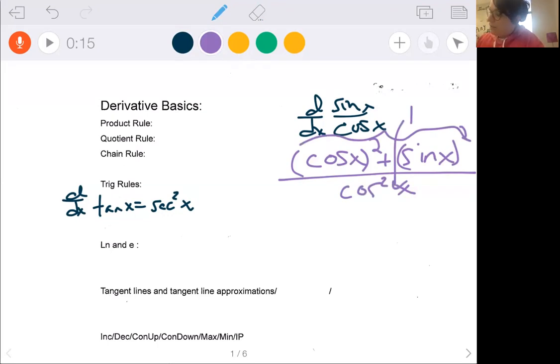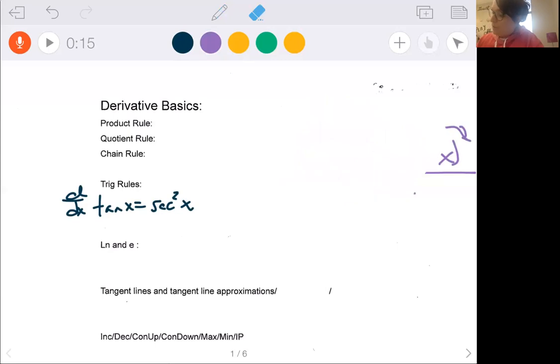So not everything is memorized. I mean, I would memorize that, but know where it comes from in case your memory fails you. The derivative of secant is equal to secant tangent, and those should get in your memory.